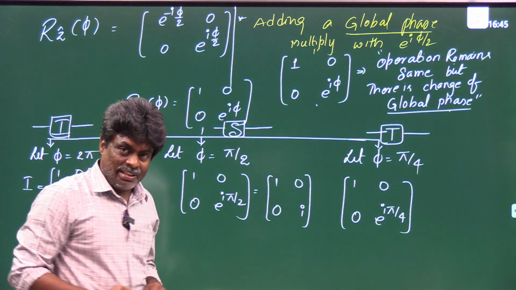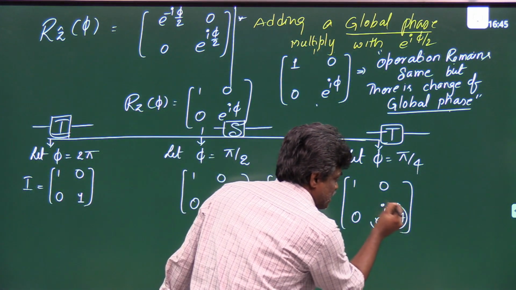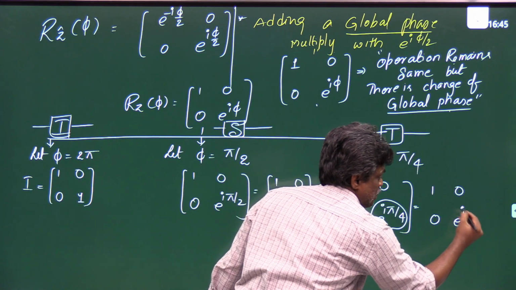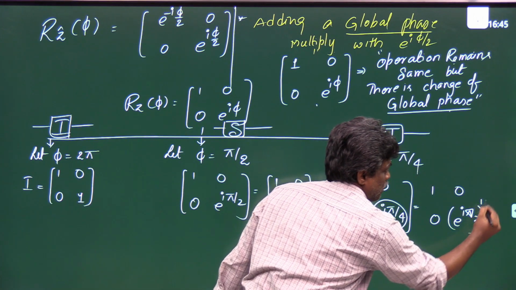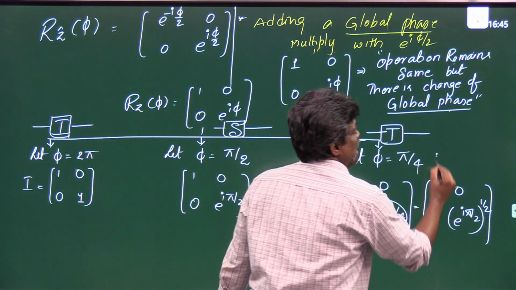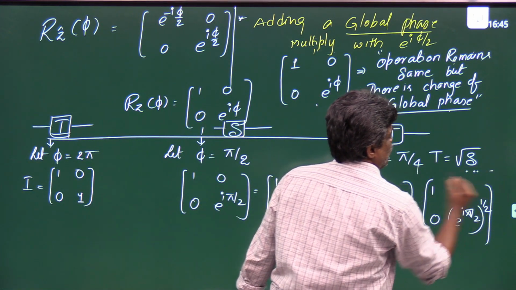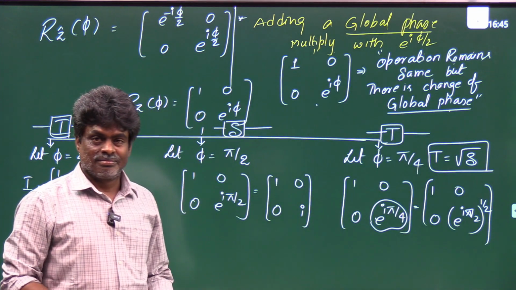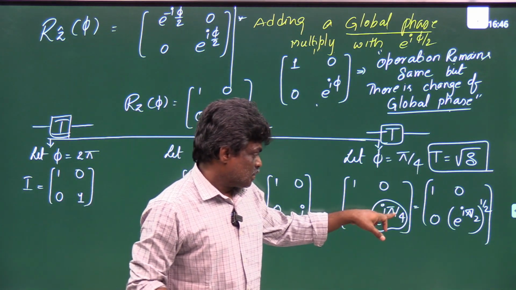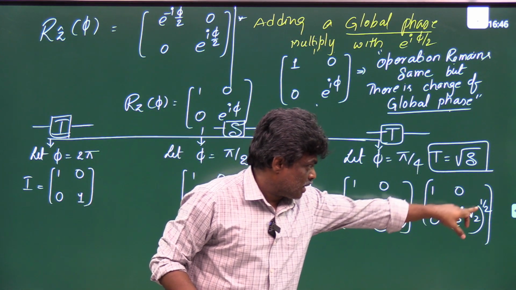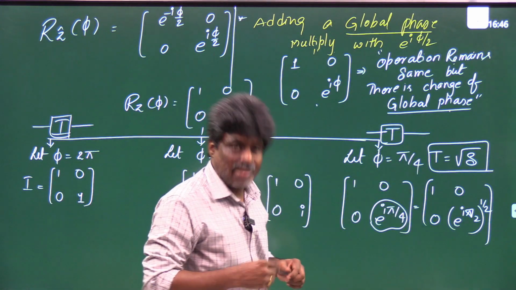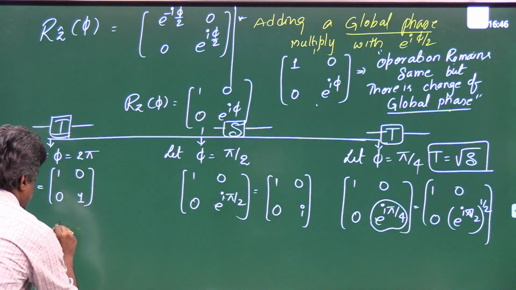If you observe carefully, I can write this as 1, 0, 0, e raised to i pi by 2 whole power 1 by 2. That's why the T gate is also called the square root of the S gate. I repeat: see this one, e raised to i pi by 2. Here e raised to i pi by 4 we can write as e raised to i pi by 2 whole power 1 by 2. That's why the T gate is called the square root of the S gate. So finally, here we have I.